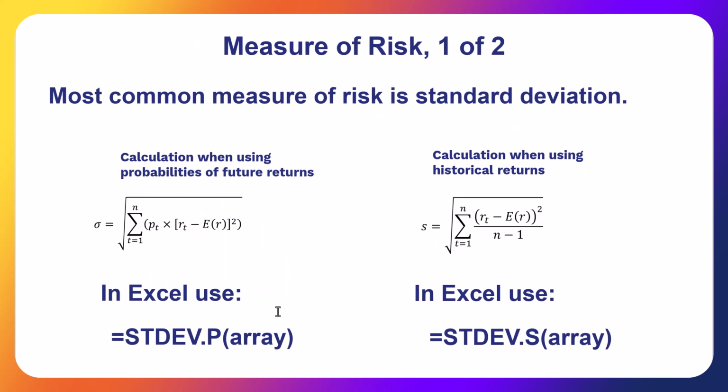So how can we measure risk? We typically use a measure of statistics called standard deviation. We can do this with the probabilities of future returns. We can also do it with historical returns. And as you see here, we have Excel formulas that can help us calculate the standard deviation of a data set.